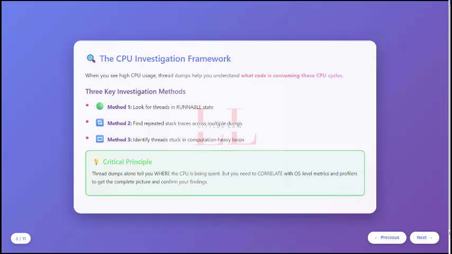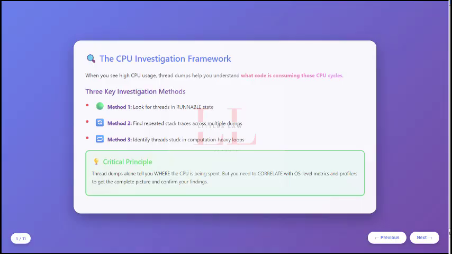But the critical principle that many of us miss, I mean, even I have missed it previously, is that thread dumps alone only tell you where the CPU is being spent. They show you which code is executing, but you need to correlate that with the operating system level metrics and with profilers to get the complete picture and to confirm your findings.